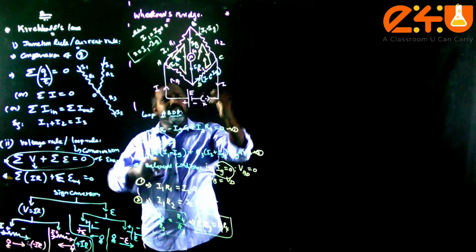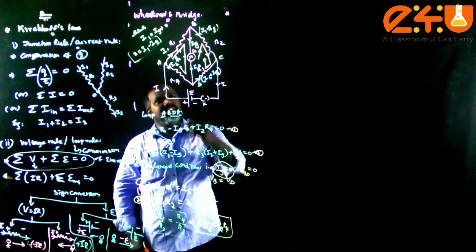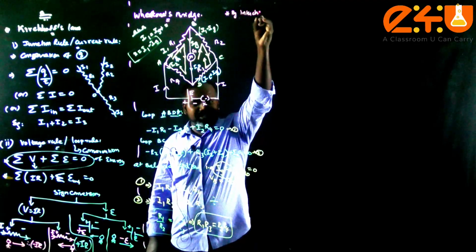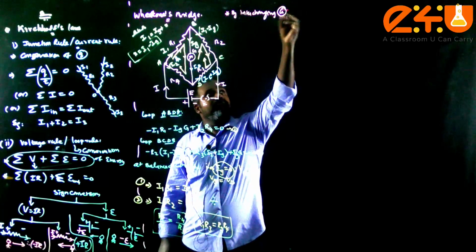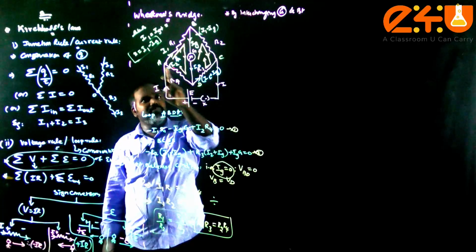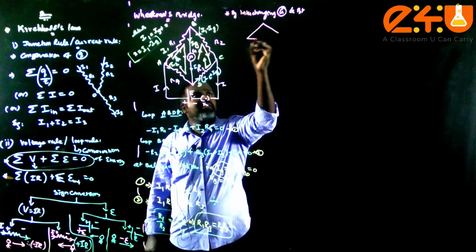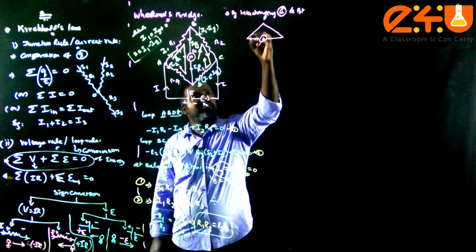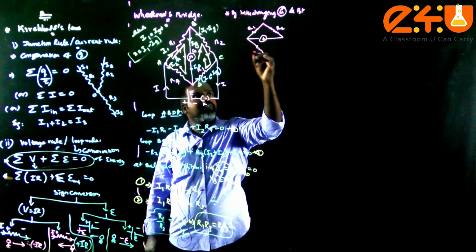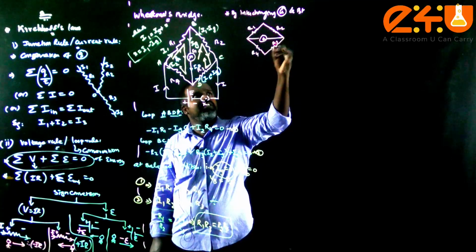If the locations of the battery and the galvanometer are interchanged, there is no effect. That means here the galvanometer is connected across BD and the battery is connected across AC. Now that will be reversed. That means this is the galvanometer. Assume that the resistance R1 is there, R2 is there, and R4 and this will be R3. So this is the arrangement.